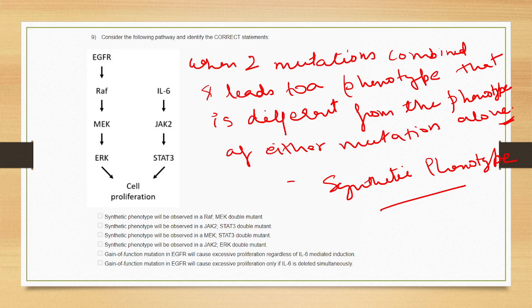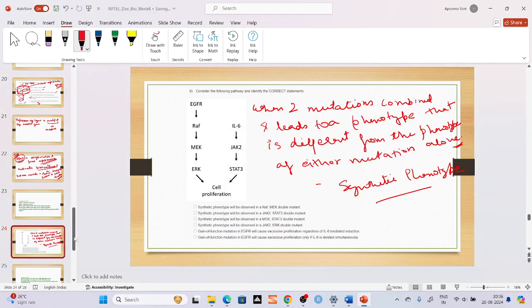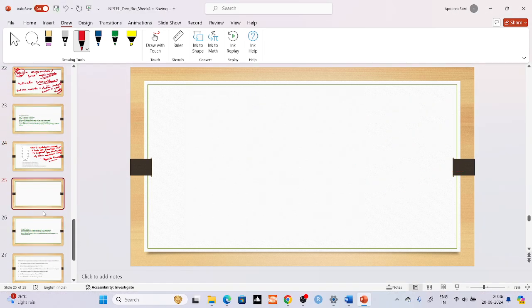Now the question comes, how to solve such questions? How to apply this concept of synthetic phenotype in these questions? To apply it, there is one very important characteristic of synthetic phenotypes that you must always remember: synthetic phenotype is more likely when two components of different pathways are involved.